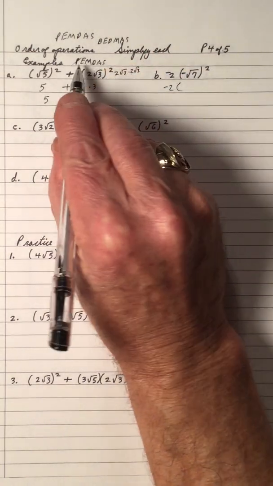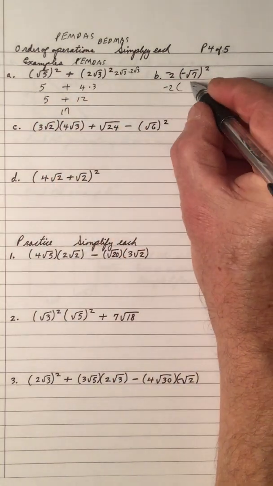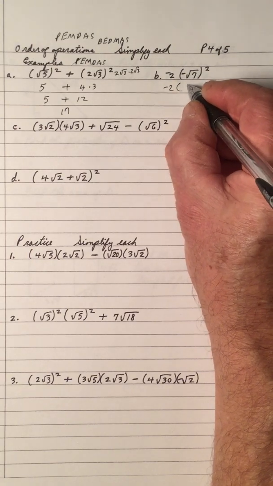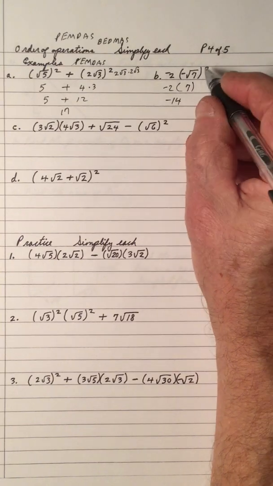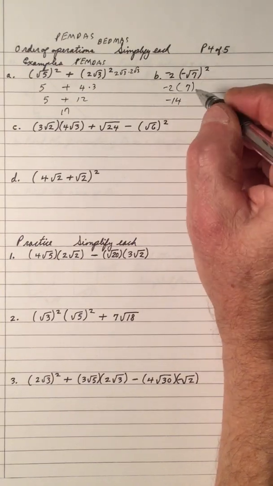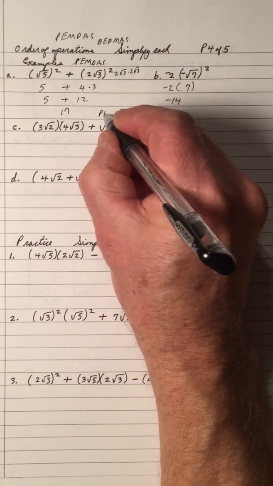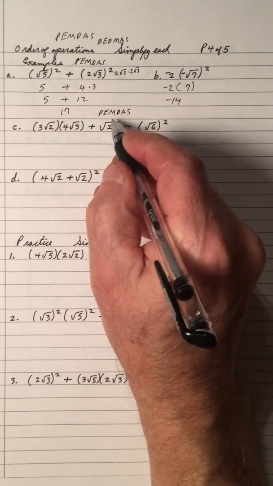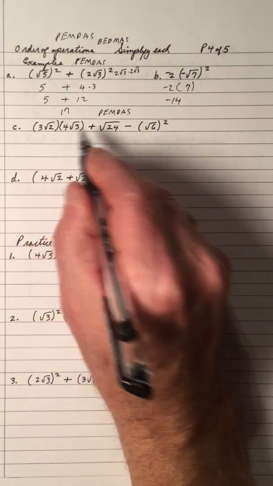And B, I can't do the inside, but I have to do the bracket. So PEMDAS, I got to do the exponents first. So negative times negative is positive. Root 7 times root 7 is 7. And that gives me negative 14. I have to square before I multiply, according to PEMDAS. Inside here is already simplified. Inside of this one is simplified.